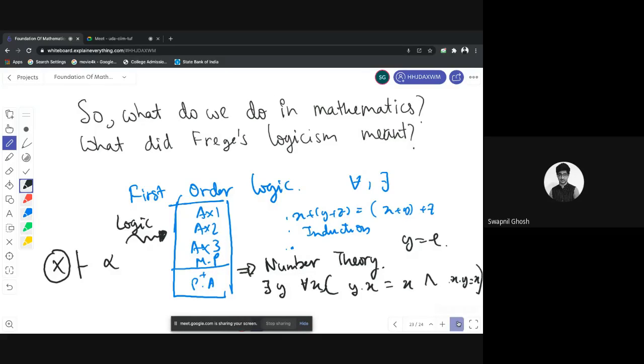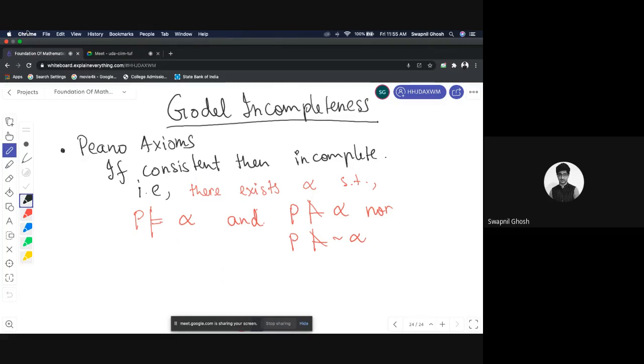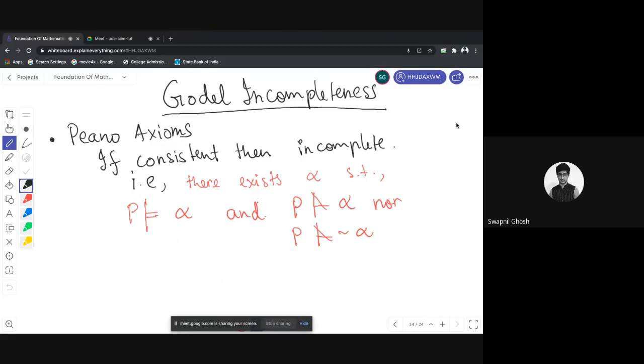And I'm going to end by talking about what Gödel's incompleteness theorem is. Quite famous, and some say that this was the birth of modern logic, in the sense that this was the theorem which moved the study of logic from philosophy departments to mathematics departments, and it almost started the subject of mathematical logic. The theorem says that if the Peano axioms are consistent, then they are incomplete.